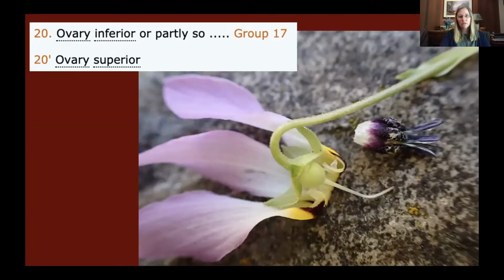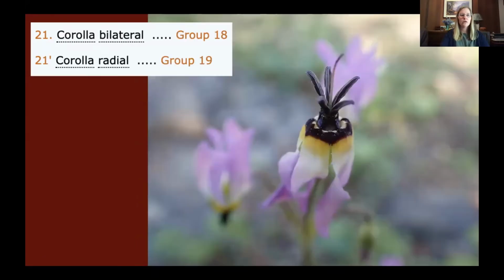Ovary inferior or partly so, or ovary superior. So again, always a good practice to pull away the corolla and have a good look. And this is a classic superior ovary. Corolla bilateral or corolla radial. So in this case, remember, this has to do with lines of symmetry that you may be able to draw through the flower. And in this case, it's radially symmetrical, so you could draw multiple lines of symmetry.